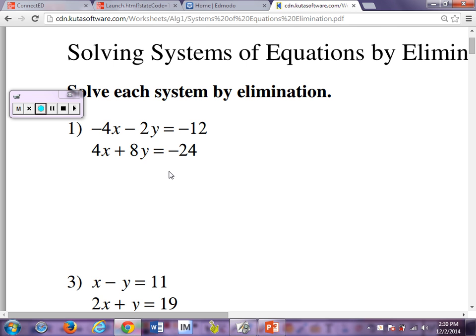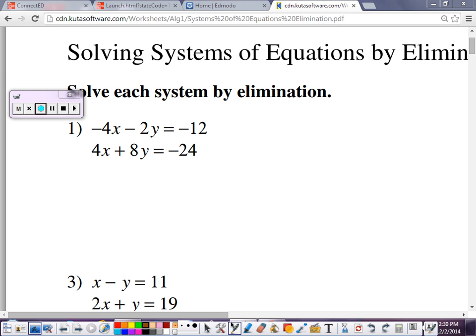Let me show you what I mean. I am literally going to add this equation up here on top, this whole equation, to this equation down here. The way you do it is you add the stuff that matches. I'm going to add the stuff with x's, then the stuff with y's, and then I'm going to add my answers. And something's going to happen.